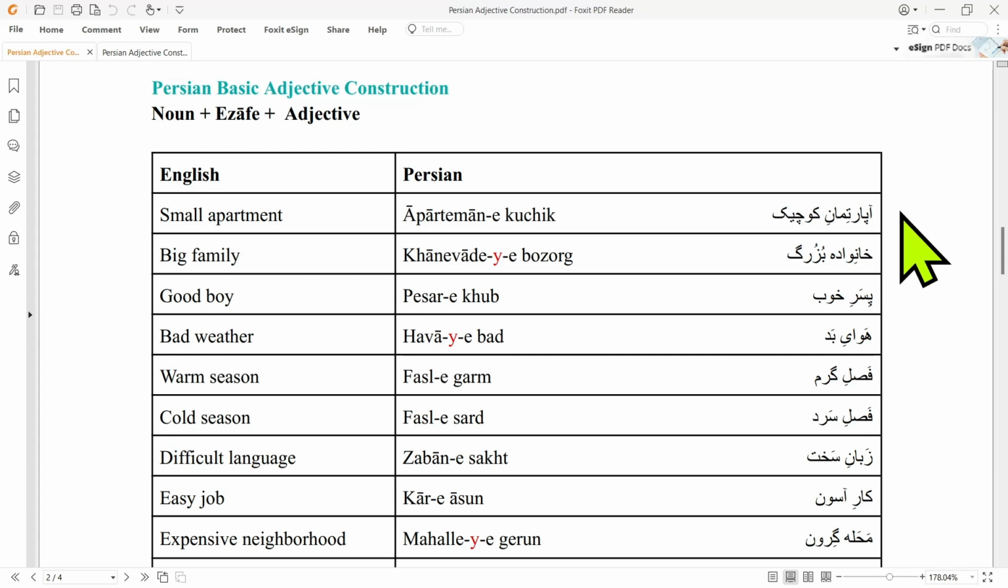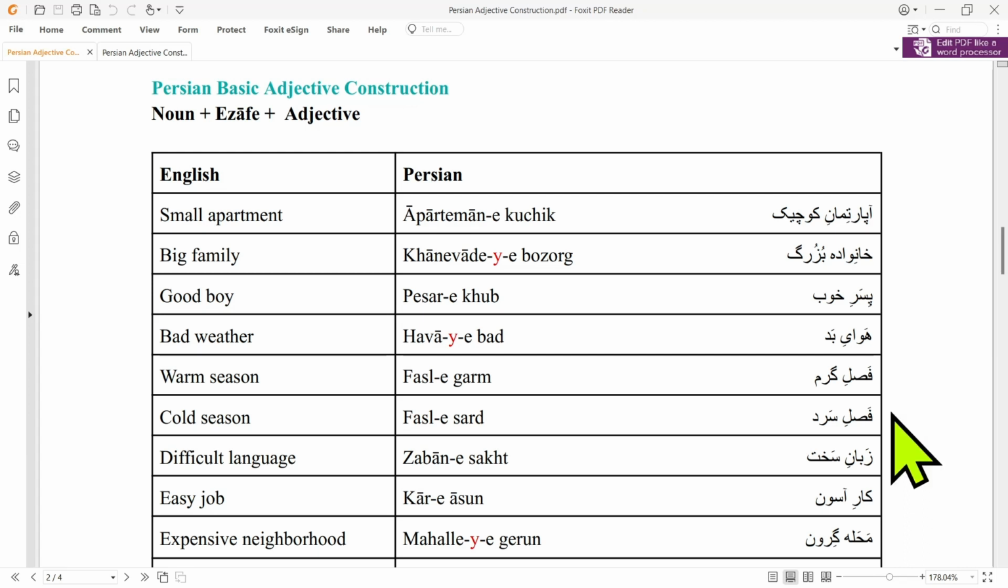Apartman kuchik. And if we want to form an adjective phrase like big family in Persian, first we use our noun, خانواده, and then we link our adjective to it by using ezāfe in between. خانواده بزرگ. Following the same construction, an adjective phrase like good boy would be پسر خوب. Bad weather is هوای بد. Warm season would be فصل گرم.